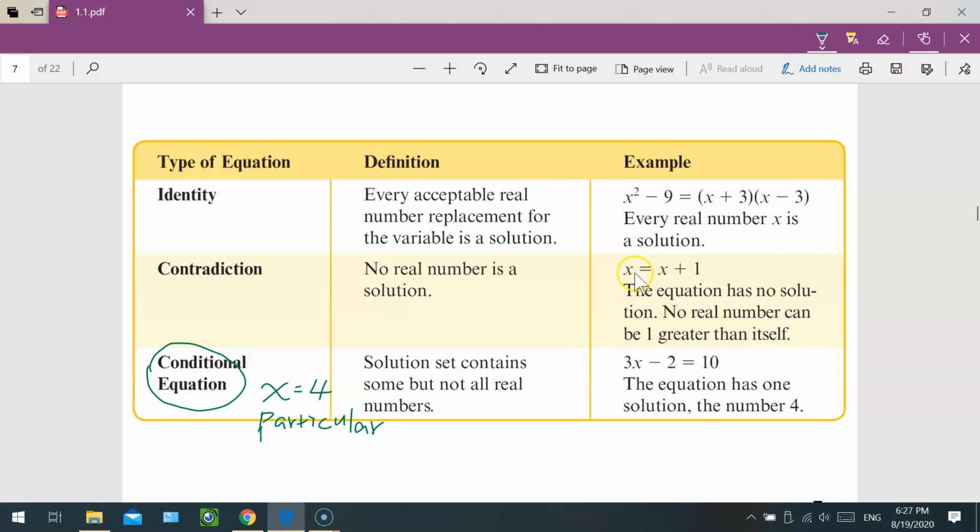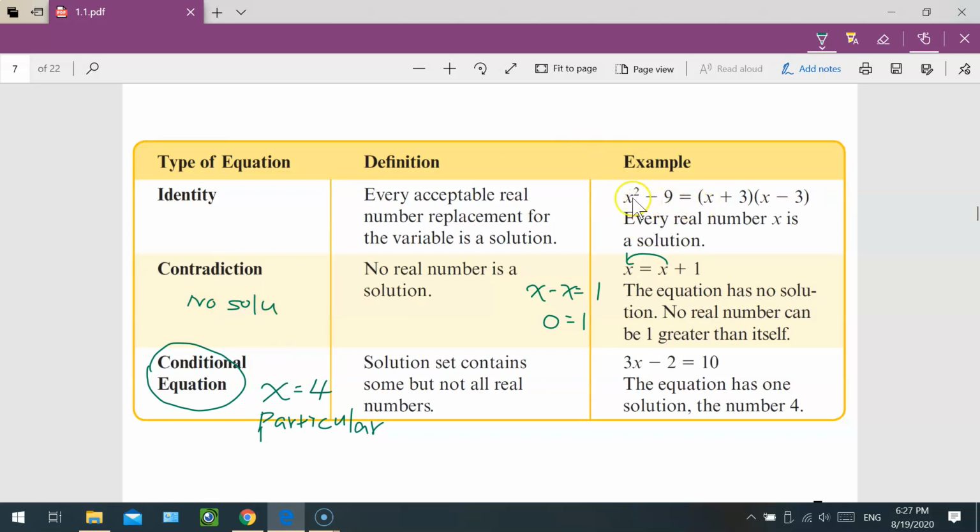Look at this example. You have x equals x plus 1. So with this one, if you bring the x to the left-hand side, you will have x minus x equals 1. Subtract the x from both, you get 0 equals 1. Now, 0 doesn't equal 1. This is not true. So since 0 is not equal to 1, there is no solution for this equation. So we go with a contradiction. Contradiction, there's no solution, the same meaning.